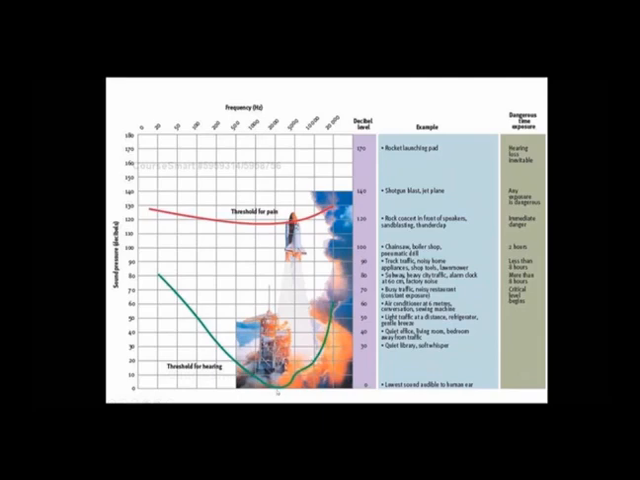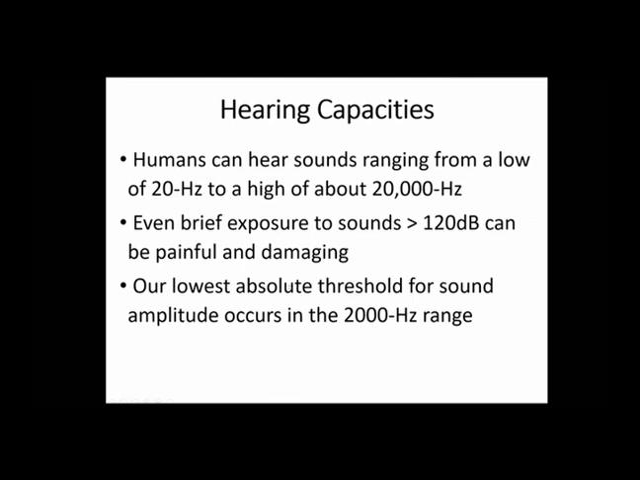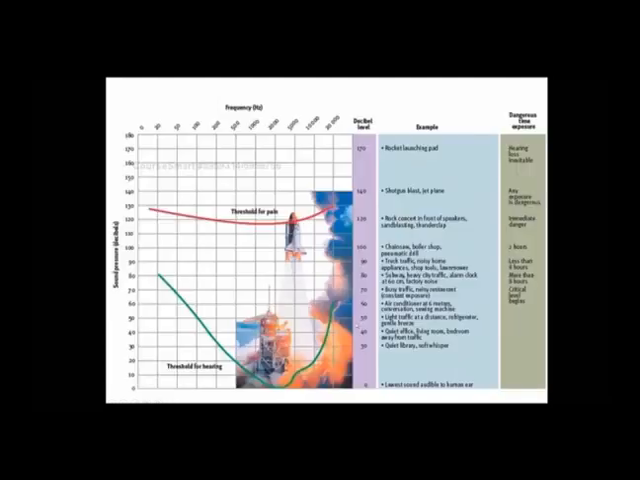And what we had just pointed out on this page here is that our lowest absolute threshold, the point that we are most sensitive to sounds, is in that 2000 hertz range, which is right here. So that's the lowest point. And like I said, that's the frequency that most human speech happens at. So we are really, really good at hearing other humans talk to us.